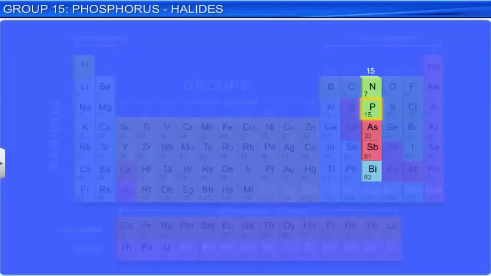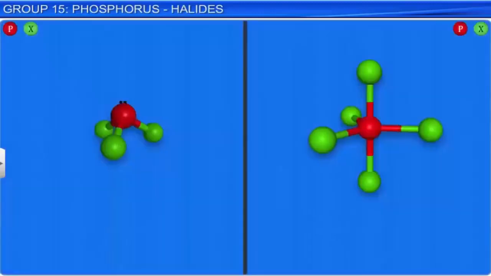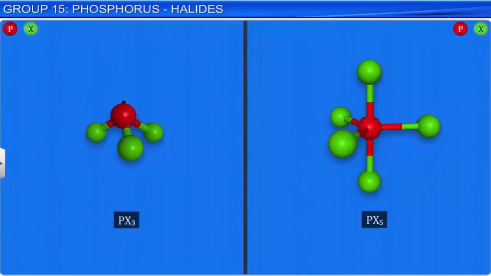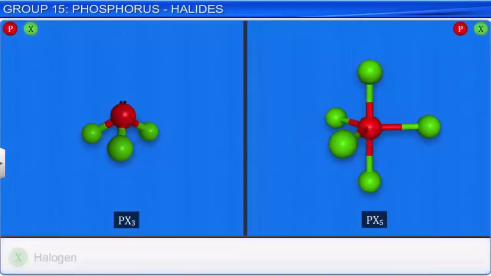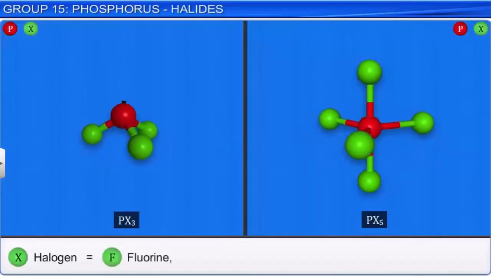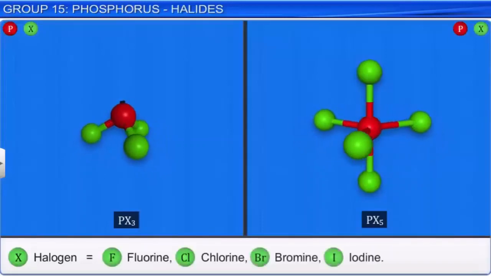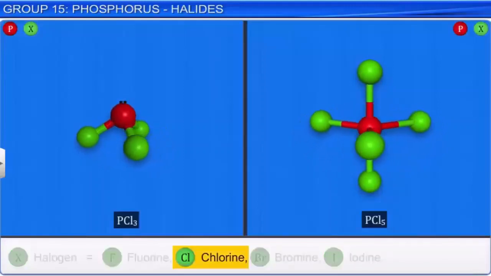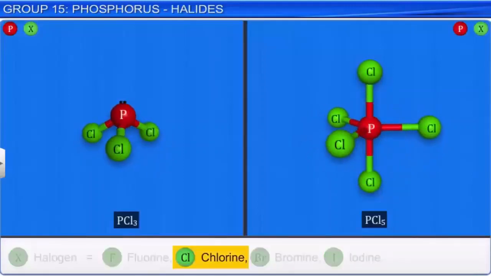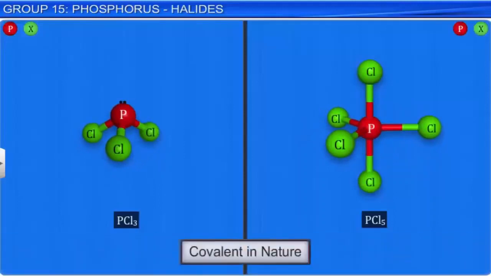You know that phosphorus forms two types of halides, namely PX3 and PX5. Here, X represents a halogen, which may be fluorine, chlorine, bromine or iodine. Of these, chlorides are more common. These chlorides are covalent in nature.